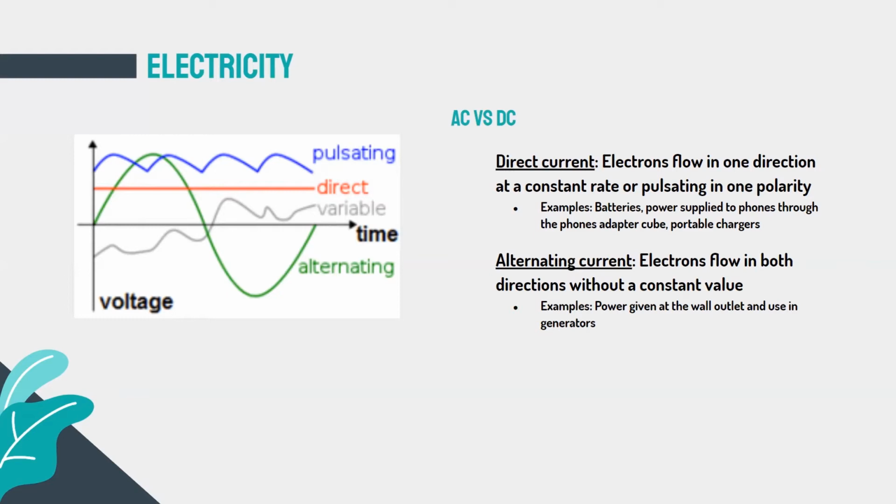So we have direct current, and examples of direct current are your batteries, the power supply to your phones through your phone adapters and the little cubes, and then we also have portable chargers. Now for alternating current, examples of alternating current are what's given inside your outlets inside your homes, as well as use within gasoline generators that people carry around sometimes in their trucks, or even for emergency situations. So that is AC versus DC. And the reason why I bring this up is because all of our power generation methods produce AC or DC. AC being the most common, DC only about 2 of our power generation methods, but we'll go on and talk about those later.